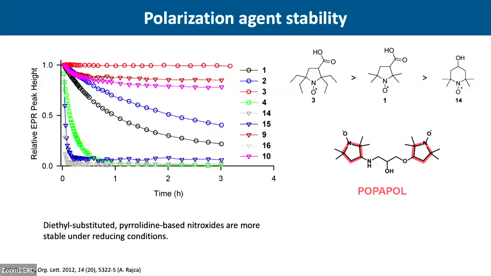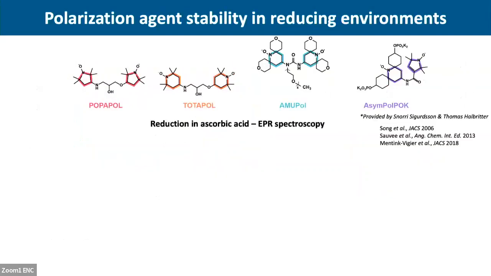So this is very much like totopole, except that now we have 5-membered rings instead of the 6-membered rings. And so we call this molecule popopole. Okay, so now let's take this molecule and compare it to several polarization agents that we know. So here we are comparing popopole, totopole, amupole, and asympole POC.